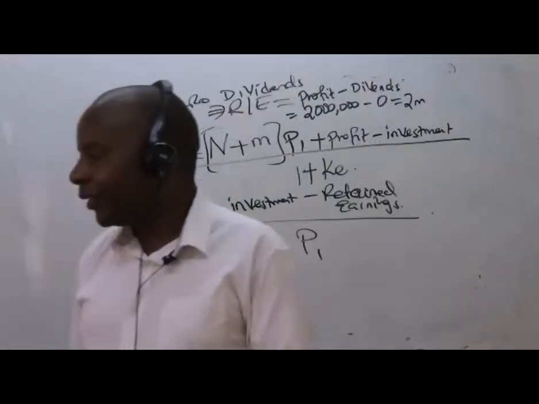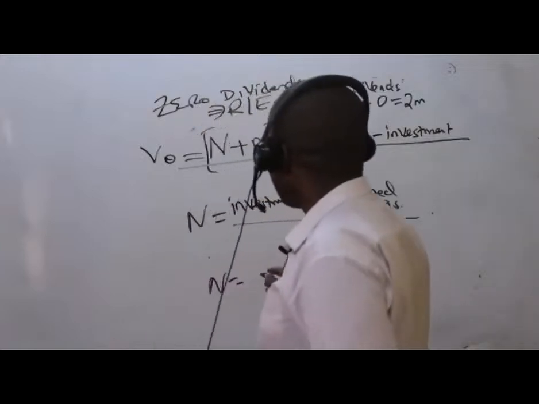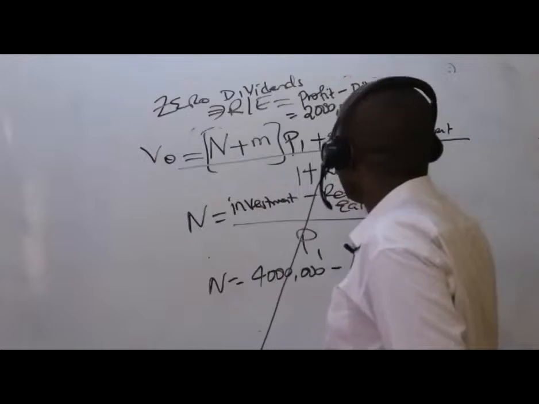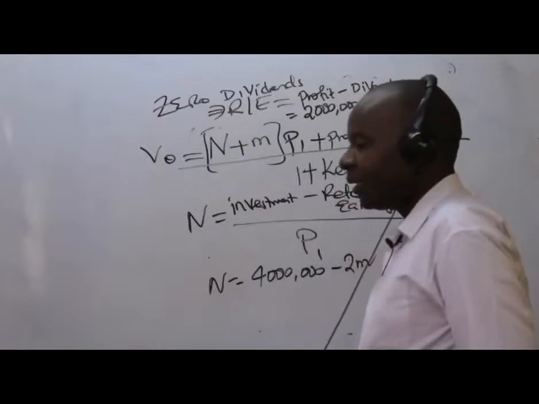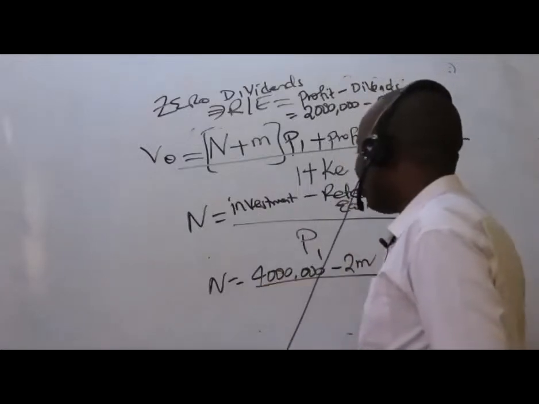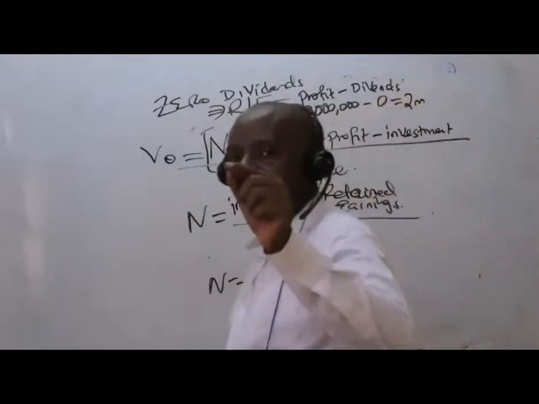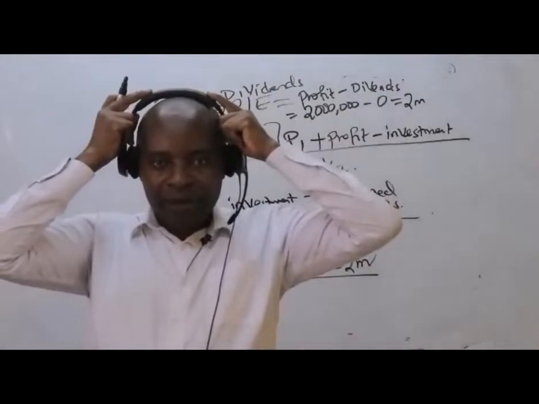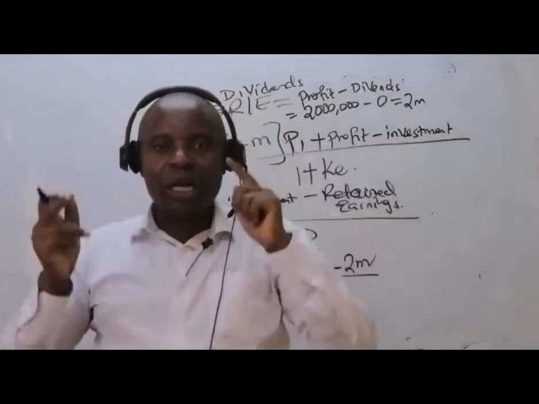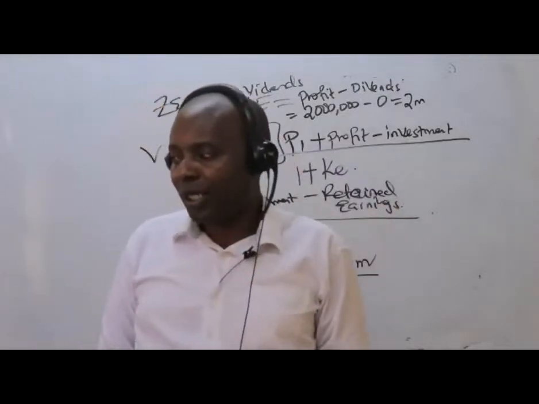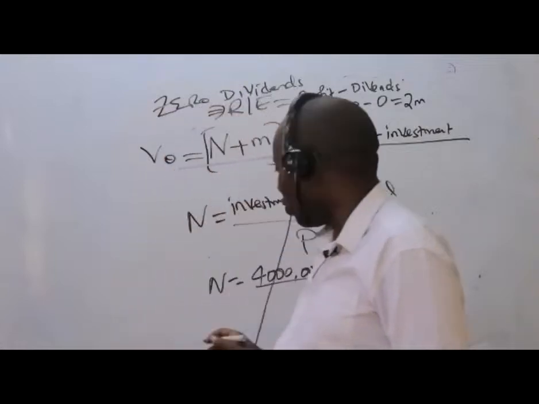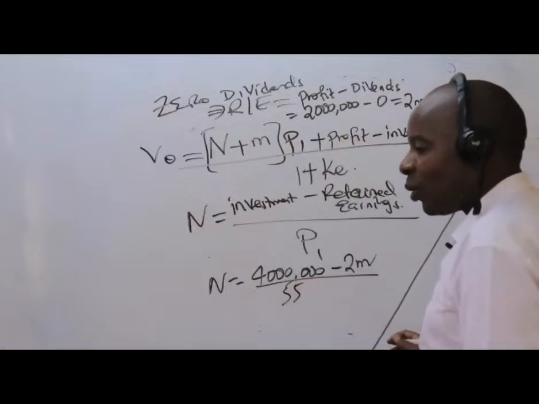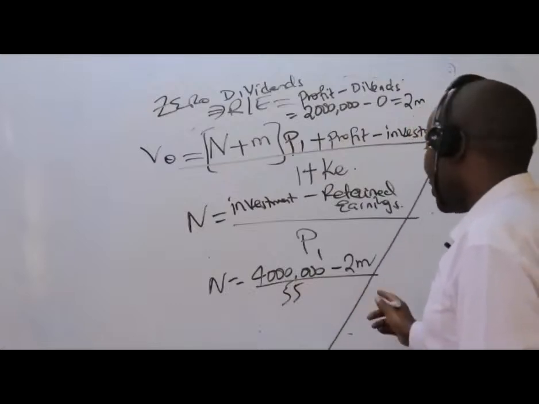I like it that way. So the new investment we have here is 4 million. Retained earnings, we have 2 million, all over P1 for the zero dividends policy. Could you kindly remind us what our P1 was under the zero dividends policy? Zero dividends policy P1 was 55. So could you kindly give me an answer here?